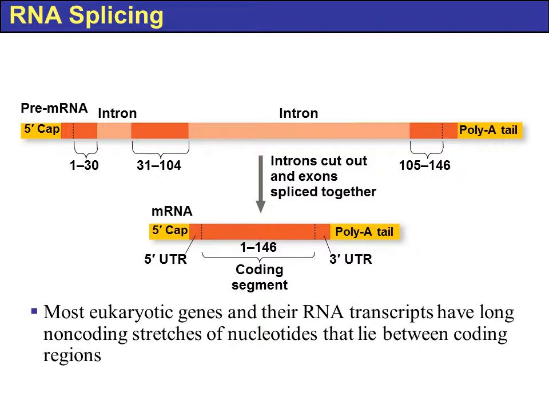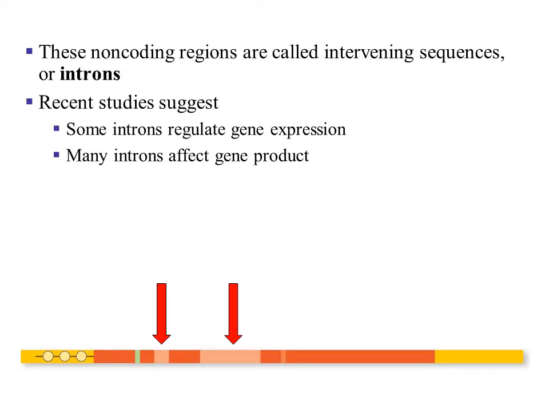Most eukaryotic genes and their transcripts will have long non-coding stretches of nucleotides that are going to lie between coding regions. These non-coding regions are called intervening sequences or introns. These introns used to be called junk DNA. Back in the early 2000s, scientists didn't know what they were used for, so we just theorized that they were cut out and never used. But recent studies suggest that some introns can regulate gene expression, whereas many of them can control the gene product.